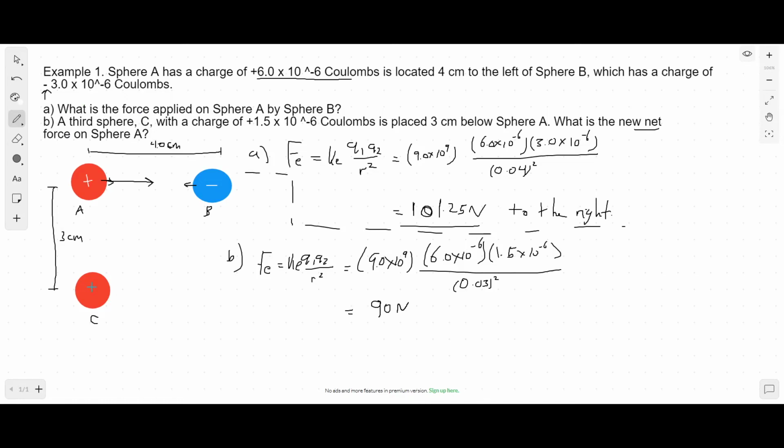Again, sphere C has a positive charge, so it's going to be positive. Now what we know is that positive or like charges will repel each other. So I'm just going to draw an arrow that shows where the forces will be applied. C will be pushed away from A, and A will be pushed away from C. So the force that A feels is 90 newtons upwards.